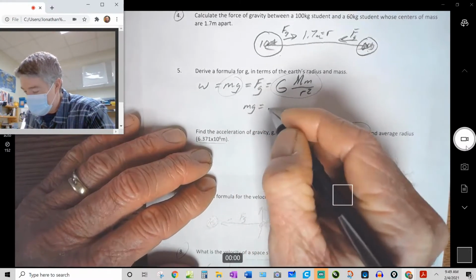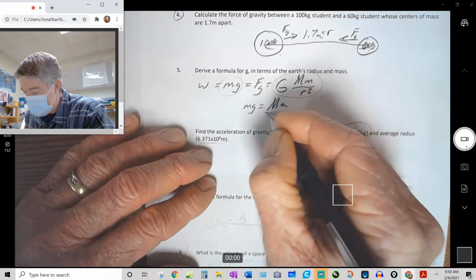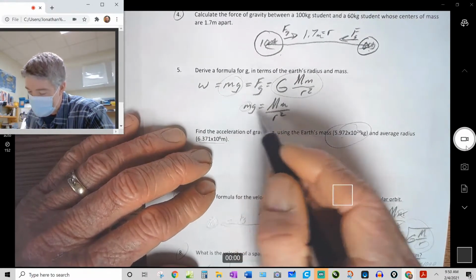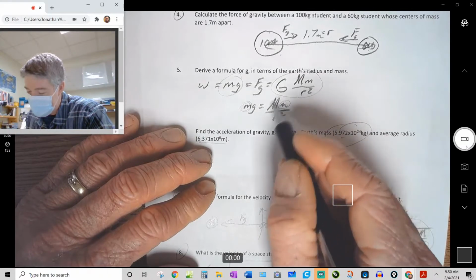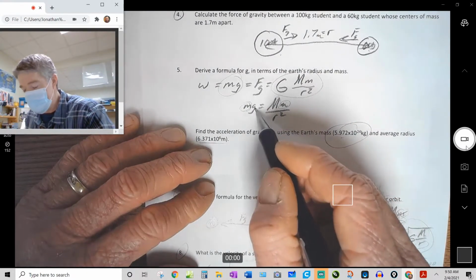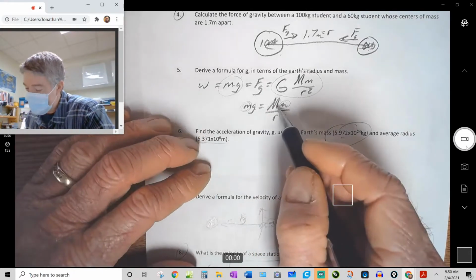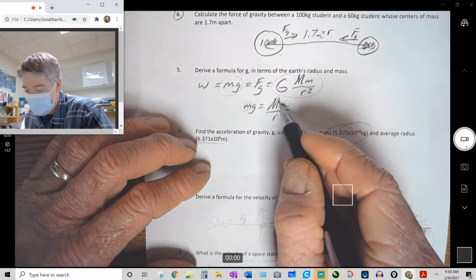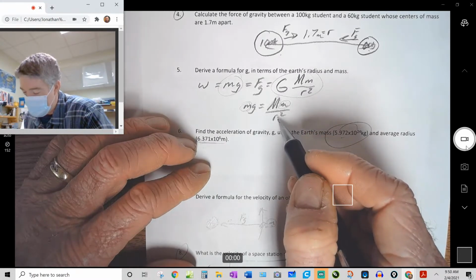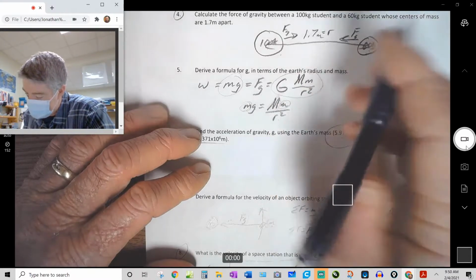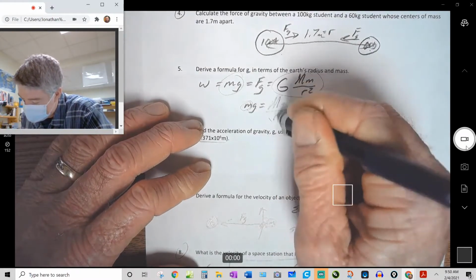mg equals big M, little m over r squared. So this represents, let's just say this is my mass, and this is my mass, and this is the Earth's mass. So if I want to find my weight, I multiply my mass times g, 9.8. And another way of finding my weight is to multiply my mass times the Earth's mass over r squared, and I left something out, big G.